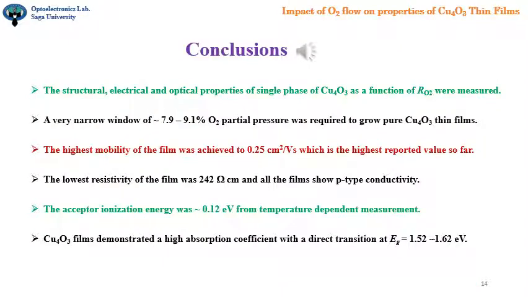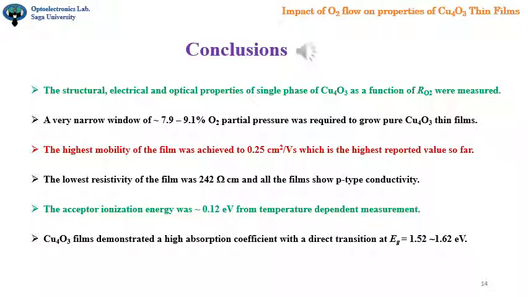In conclusion, we can say that the structural, electrical, and optical properties of single phase Cu4O3 as a function of oxygen flow rate were measured. A very narrow window of 7.9 to 9.1% oxygen partial pressure was required to grow pure Cu4O3 thin films. The highest mobility of the films was 0.25 cm² per V·s, which is the highest reported value so far. The lowest resistivity of the films was 242 ohm centimeter, and all the films show p-type conductivity.